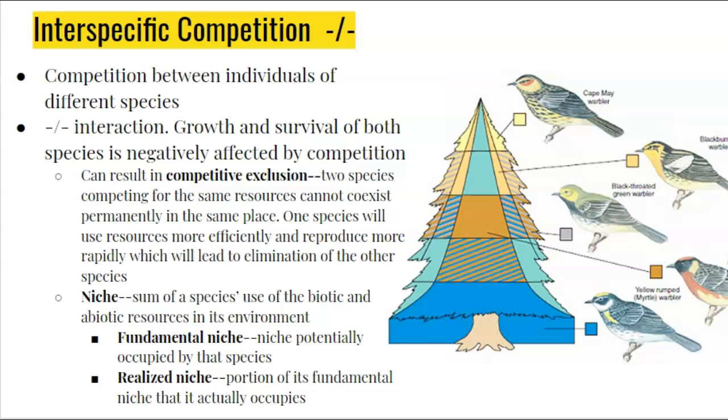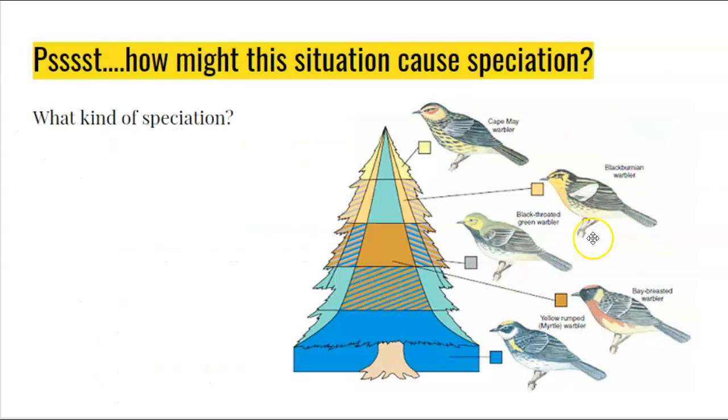Before I move on, one thing I want to mention is, you ever heard this word niche? Niche just means, how does a species use the biotic and abiotic resources in its environment? Okay, so here is a case of different species of warblers, and they all live in the same tree. And this is interspecific competition because they're all competing in this one tree.